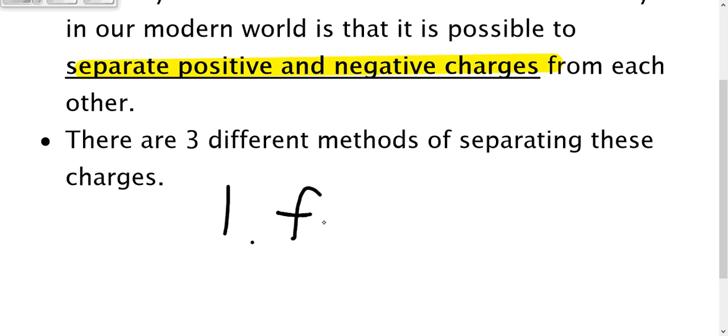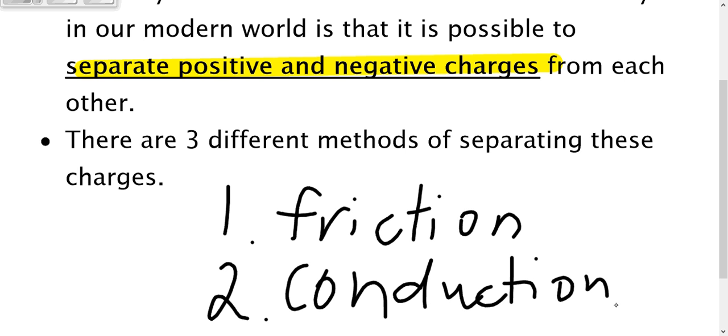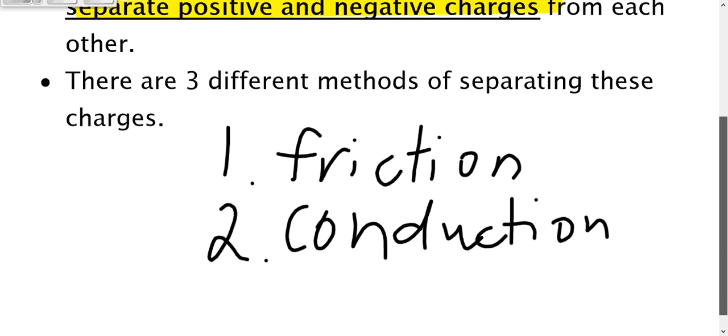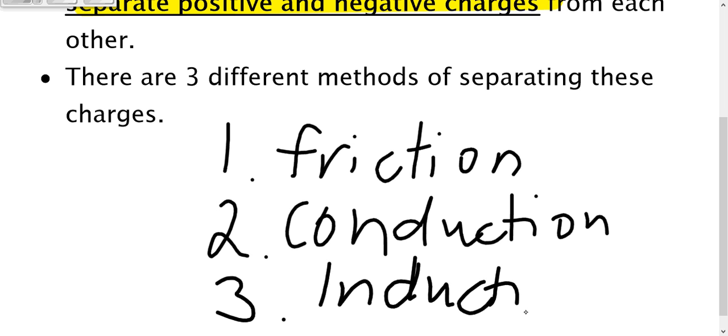So we can charge by friction, by conduction, and conduction is the fancy word for charging by contact. Friction is the fancy word for rubbing. Or we can charge by induction, coming near something else.